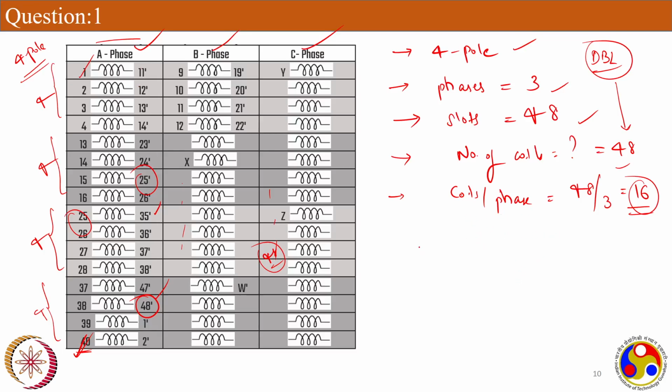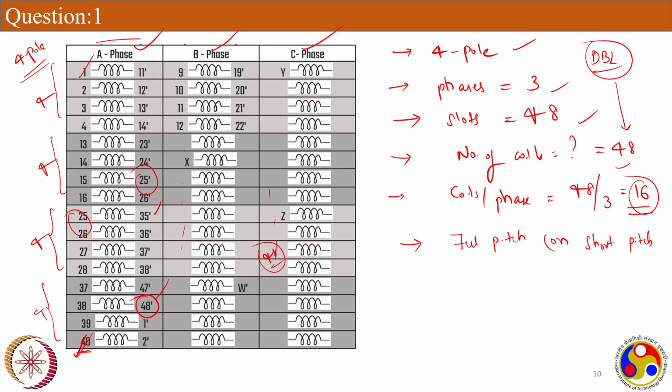Now, this is important, can someone tell me, is it a full pitch or short pitch? You just have to think a bit and tell me if it's a short pitch or full pitch. If you are giving me the answer, you have to tell me the reason also. It's a short pitch, sir. Okay, why is it a short pitch? 48 by 4, it is 12. Now it is 1 plus, I think, 10. Yeah, it is 11, yeah, that's right.